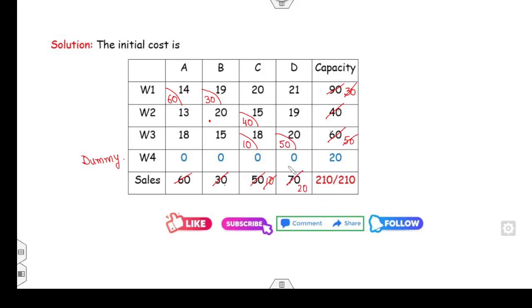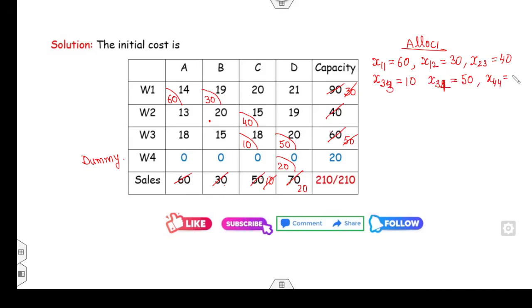And here is 20. And the last number is 20. Fine. So what are my allocations? Allocations are x11 is equal to 60, x12 is equal to 30, x23 is equal to 40, x34 is equal to 10, x35 is equal to 50, and x44, sorry, this is 33, this is 34, x44 is my 20. What is the m?